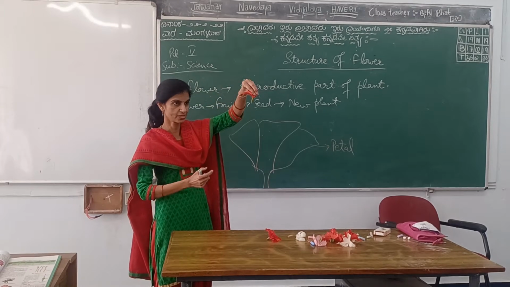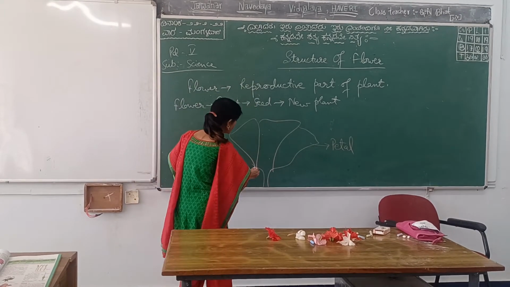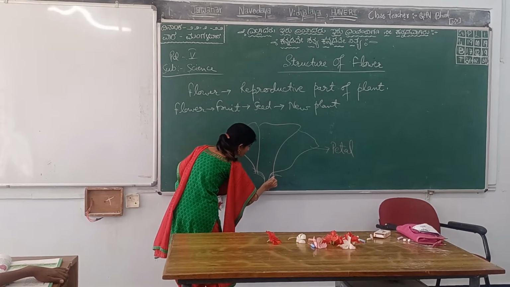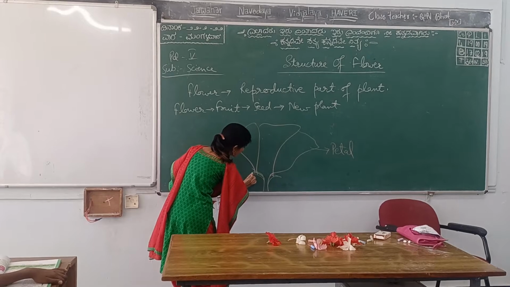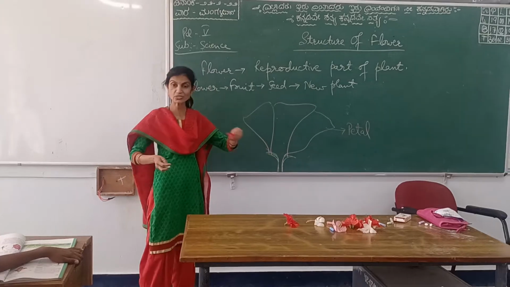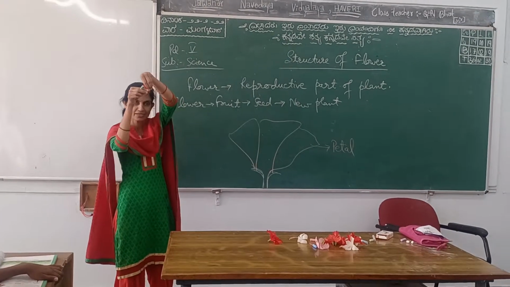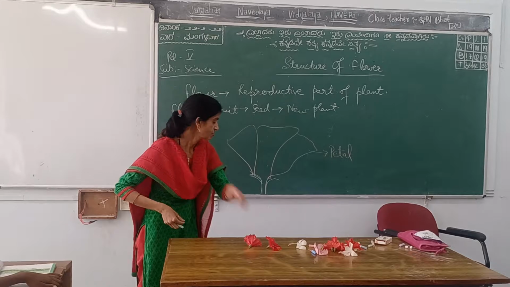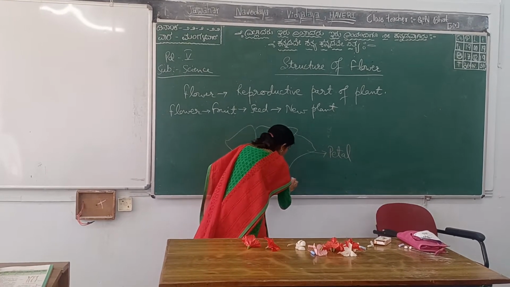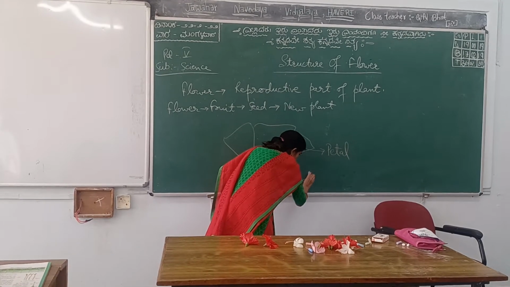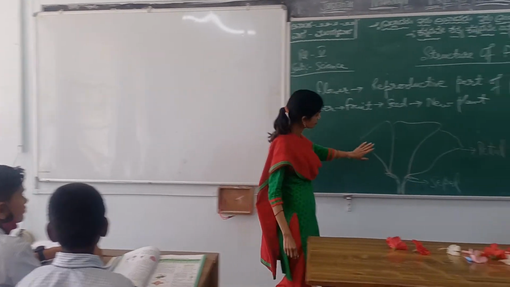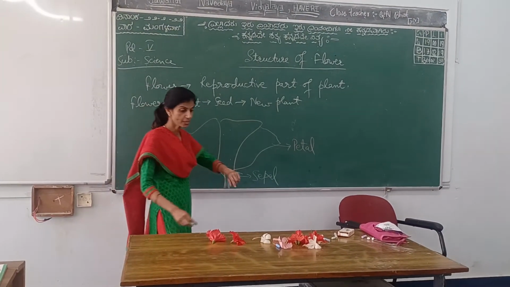Now, these colored parts, which are petals, are protected by these green structures. These green structures protect this colored part, that is petals. This green structure is known as sepal. What is this? Sepal. Right?